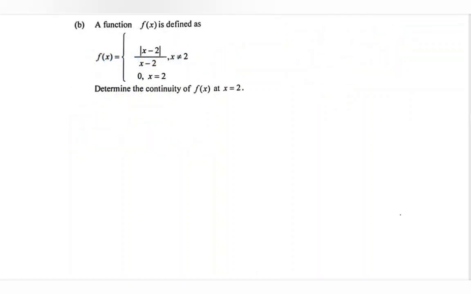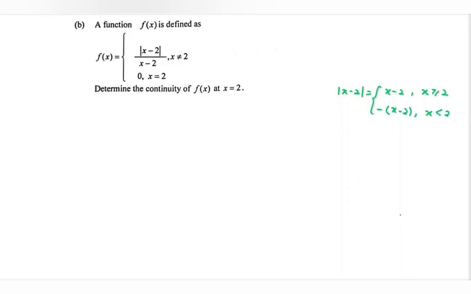Kindly refer to part b. A function f(x) is defined as follows. Again, notice that we have the modulus of x minus 2. Kindly define the situation. So here, the modulus of x minus 2 gives x minus 2, or negative bracket x minus 2. Based on the situation, we have x greater than or equal to 2, and x less than 2.